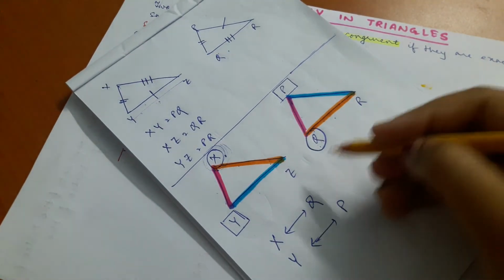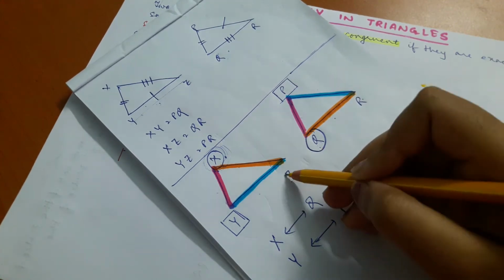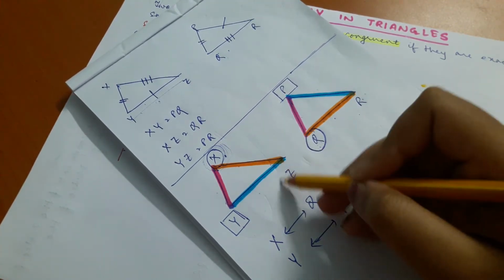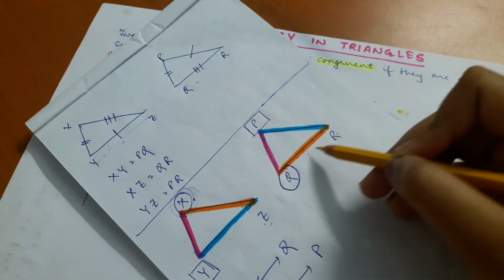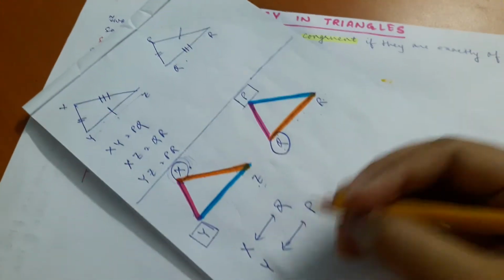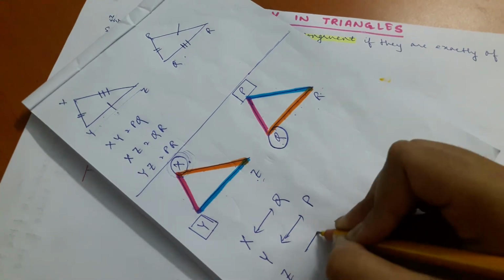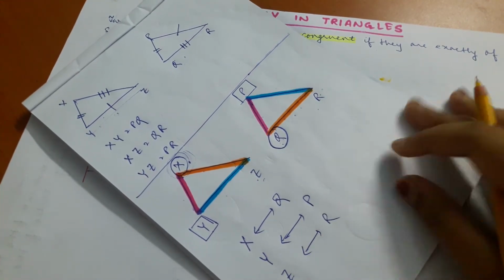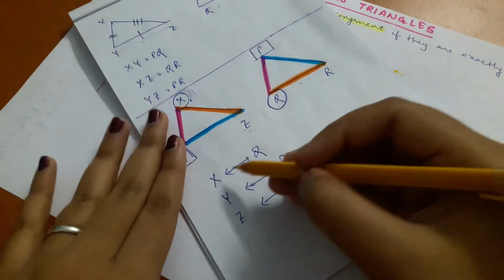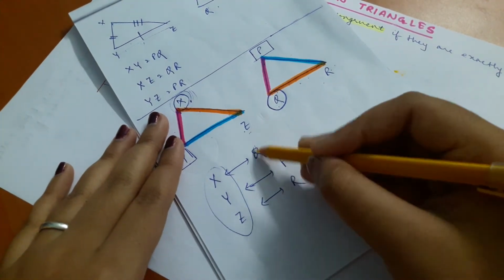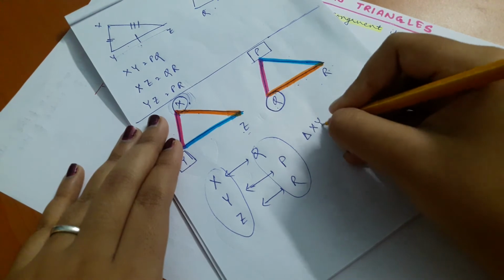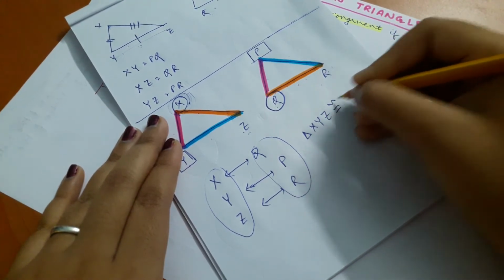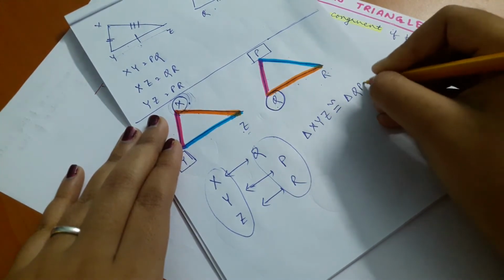And so what is remaining? Z and R. So it means these two are superimposable. Why? Because Z is between the blue and orange side. Similarly, R is between the blue and orange side. So I can say Z superimposable on R. So basically what do we get? See, XYZ, QPR. So I can write triangle XYZ is congruent to triangle QPR.